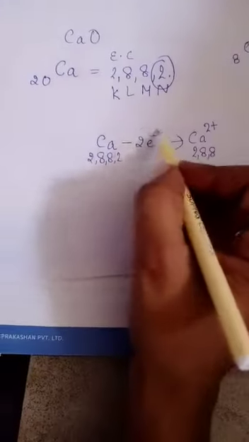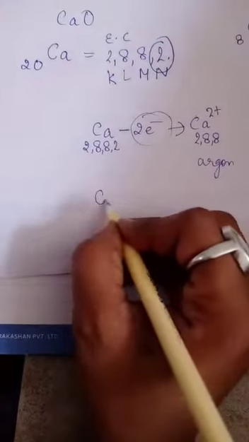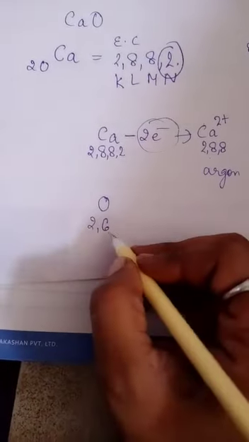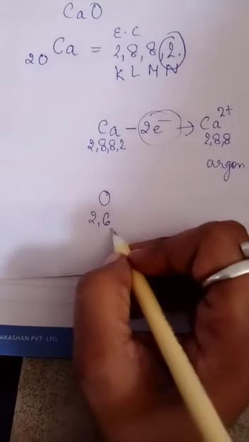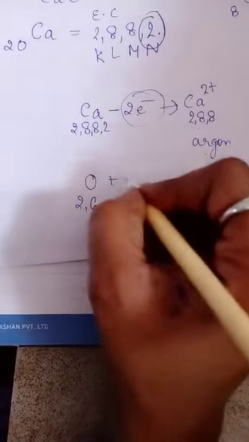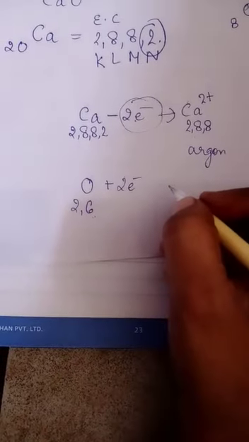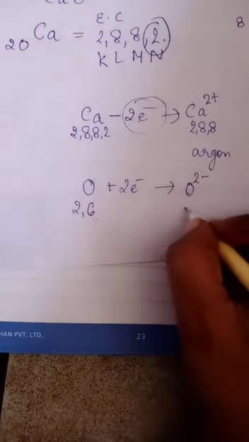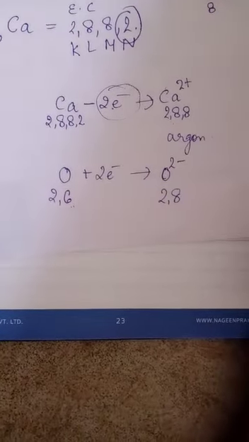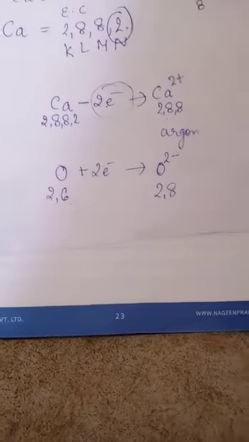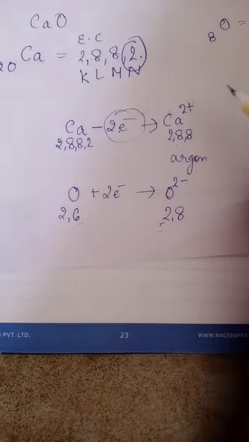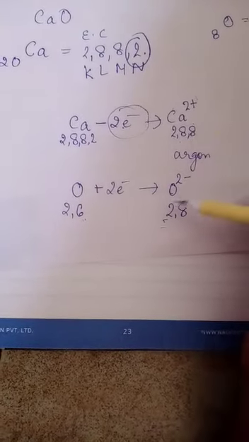Again, now these 2 electrons which are lost will be gained by oxygen. Why? Because oxygen has electronic configuration 2, 6. So the outermost shell has 2 less electrons. So these 2 electrons lost by calcium will be gained by the oxygen atom. Hence, it will form what? O2- ion with the electronic configuration 2, 8, the nearest noble gas configuration of neon. Are you understanding? Now both of them are becoming stable by loss and gain.